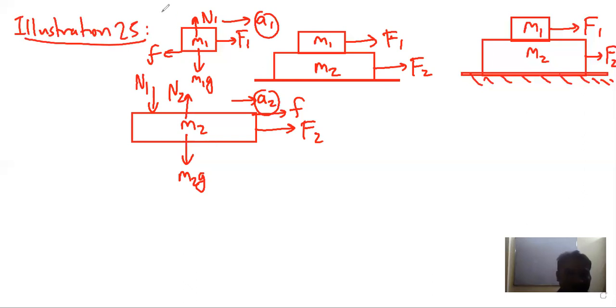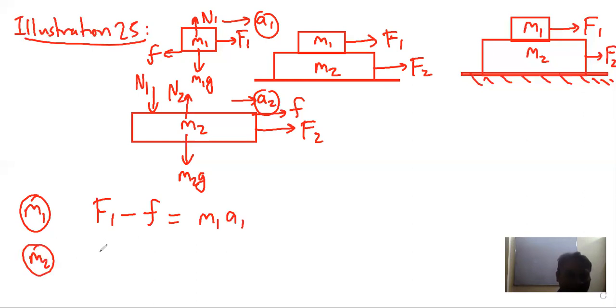So in horizontal direction, force balance on M1 gives F1 minus small f, big force minus small force. Because F1 is in the direction of acceleration, it is big force, and small f is small force. So this equals M1 into A1. For M2 block, we have F2 plus small f, friction force. That equals M2 into A2. So these are the two equations.